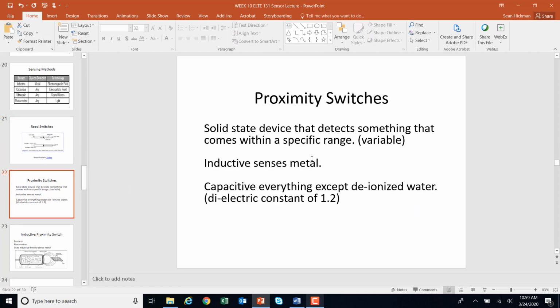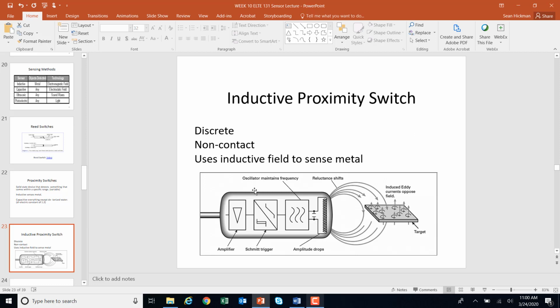Proximity switches. These are solid-state devices that detect something that comes within a range. The range is variable. An inductive prox senses metal. A capacitive prox senses things that have a dielectric constant of greater than 1.2. Okay. How does the inductive prox work? It is discrete. The inductive prox, even though it's solid state, is either on or off.